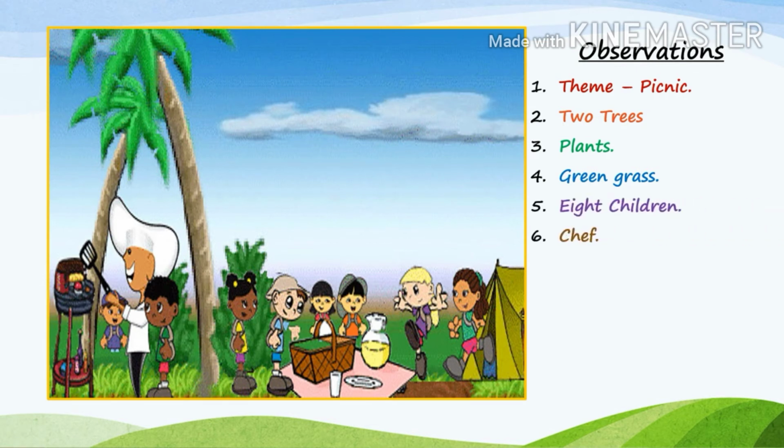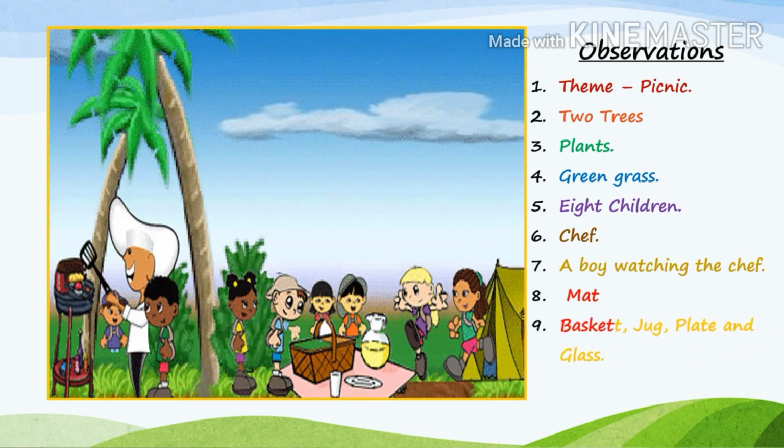There is a chef too. What is he doing there? I think he is cooking something. There is a boy standing there and he is keenly watching what the chef is cooking. There is a pink color mat here. On the mat, I can see some tempting things too. There is a basket. I'm sure it is full of food, jug, plate, and glass too. I can see also some clouds in the sky. And not to forget, there is a boy standing behind the plants. I think he's trying to hide out there.